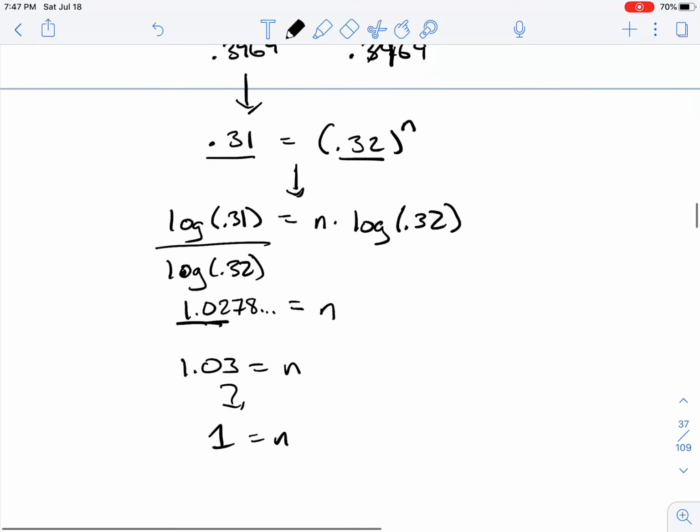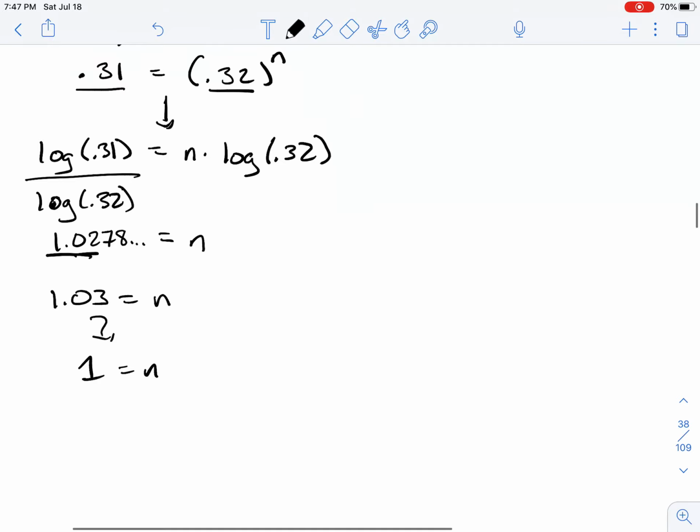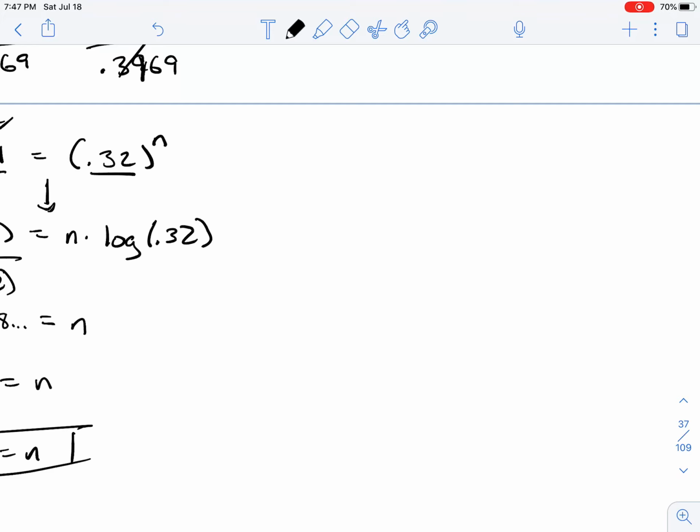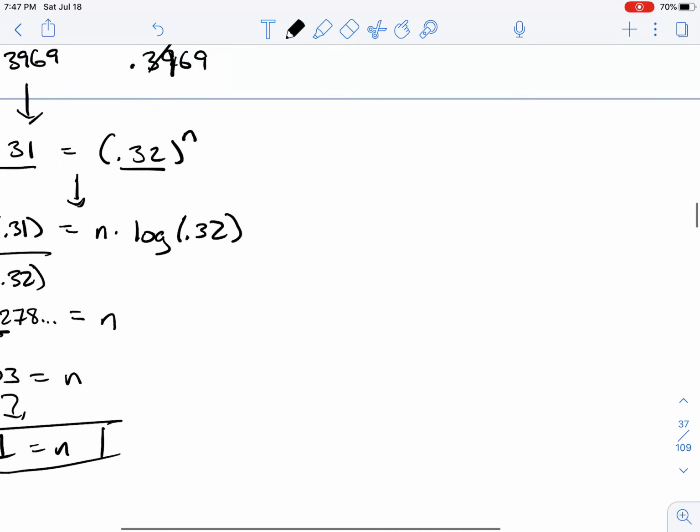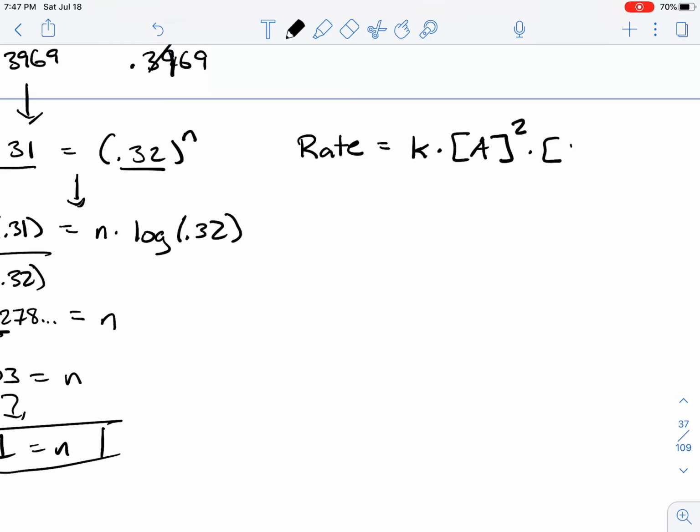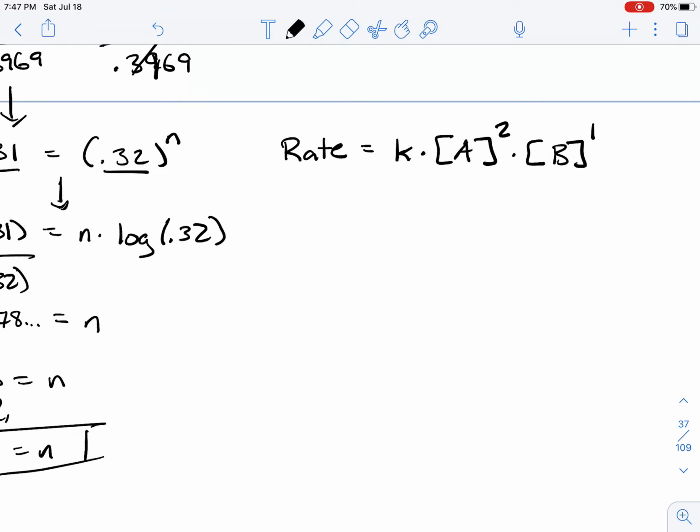Okay. All right, and so now that we've determined the value for n, which is going to be 1, we're going to rewrite our general rate law. It's still not complete yet because we have not solved for the rate constant k. So the rate is equal to the rate constant k times the concentration of reactant A raised to the second power, because it's following second order kinetics, times the concentration of B raised to the first power. So this is following first order kinetics.